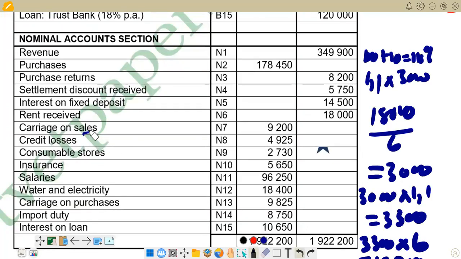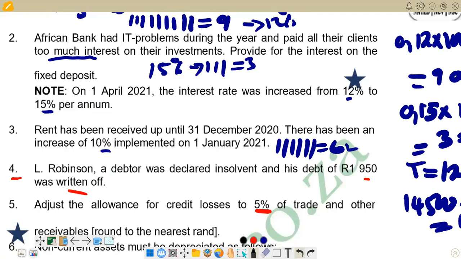So you see that under credit on sales, they've got credit losses. And remember, I said these are bad debts. These are the debtors that we wrote off, and we said they are no longer going to pay back our money. They've got 4,925. And if you go to the additional information, we are being told that R. Robinson, a debtor, was declared insolvent. Insolvent means this person no longer has money, bankrupt, and his debt of 1,950 was written off. It means this person cannot pay back our money, so we are writing off 1,950.